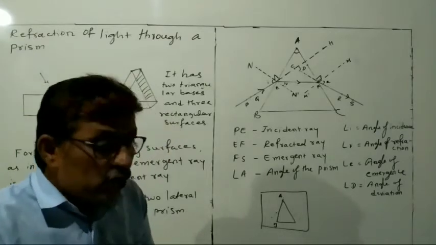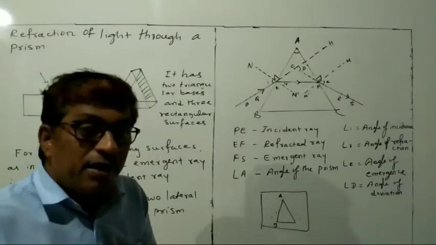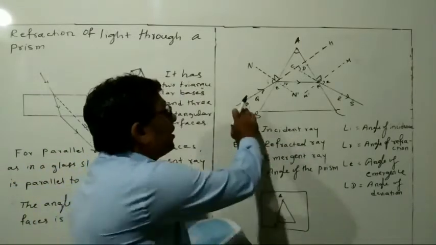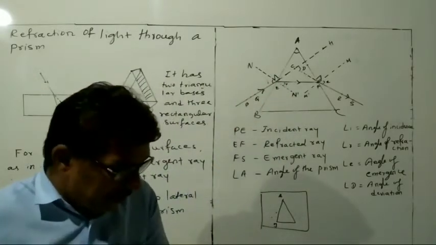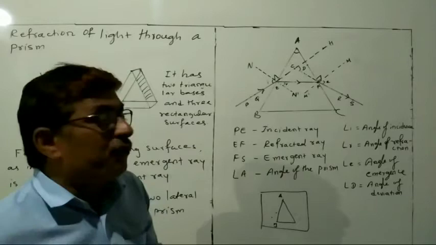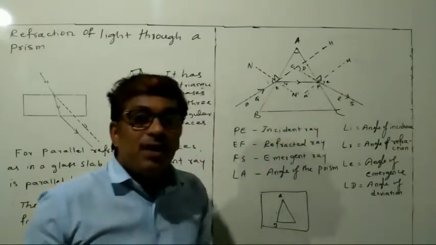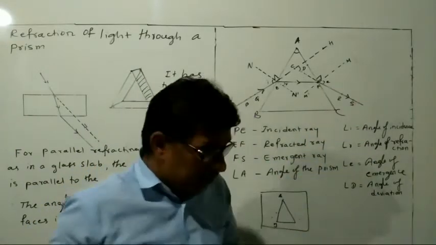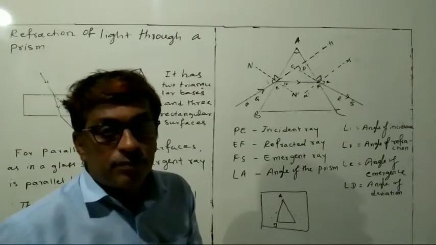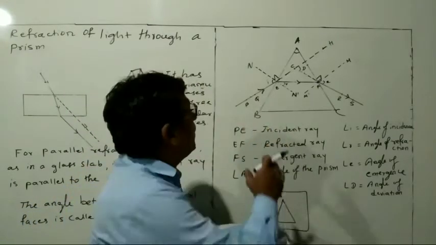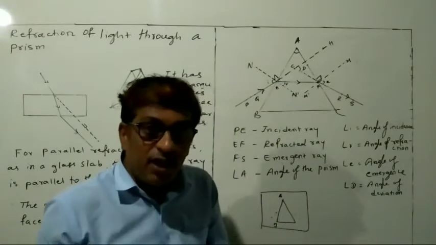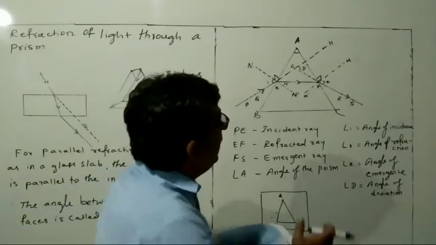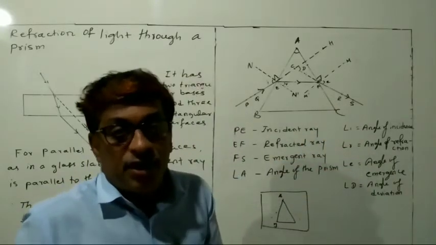Now, the instruction here: PE is the incident ray. Which one is the incident ray? PE is the incident ray. And EF is the refracted ray. And FS is the emergent ray. See, look at the diagram carefully. PE is the incident ray, EF is the refracted ray, and FS is the emergent ray.